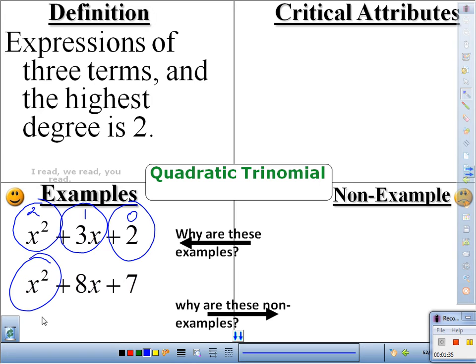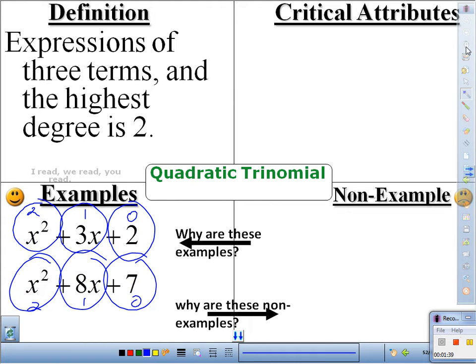That is correct. Degree for this one? 2. This one? 1. This one? 0. Tell your neighbor why this one is degree 0. Does not have a variable, because we're going by the exponents on the variables, right? Yeah, that's why it's 0. So the highest degree is 2. Yes, expression and 3 terms. That's why it's called a quadratic trinomial. Remember when we classified polynomials?